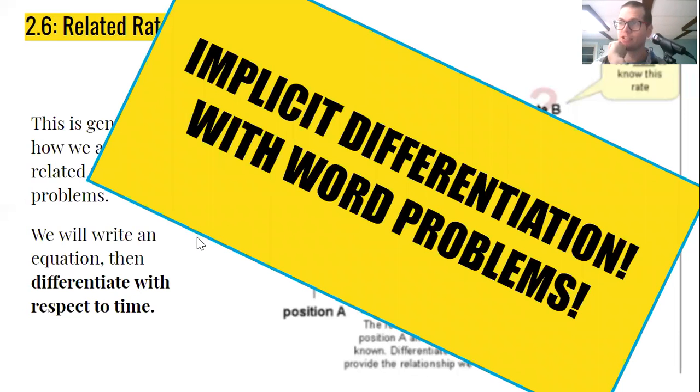Related rates are just implicit differentiation with word problems. There's slightly more, but basically that's it. That's what we're doing.